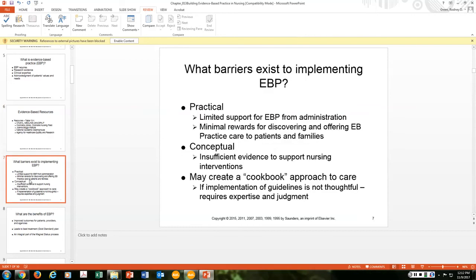Some of the barriers to implementing evidence-based practice are practical or conceptual, and common everyday attitudes. Some of the practical barriers are limited support for evidence-based practice from administration in certain agencies, and minimal rewards for discovering and offering evidence-based practice care to patients and families. Conceptually, at this point, there is insufficient evidence to support many nursing interventions. And the fear is that using evidence-based practice will create a cookbook approach to care. That could happen if implementation of guidelines is not thoughtful, and it requires expertise and good judgment to implement evidence-based practice.